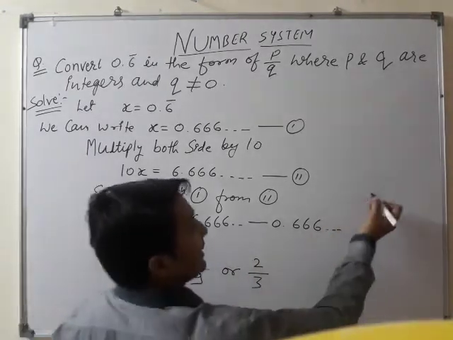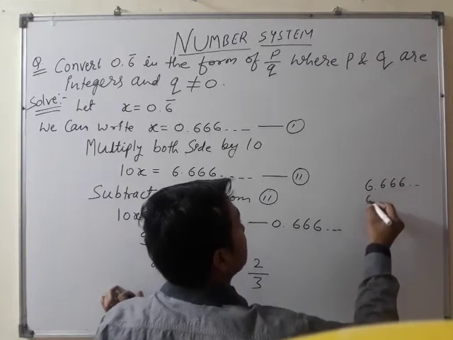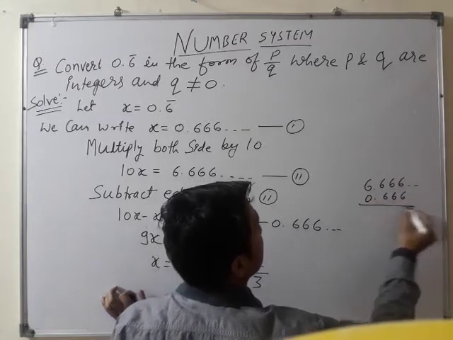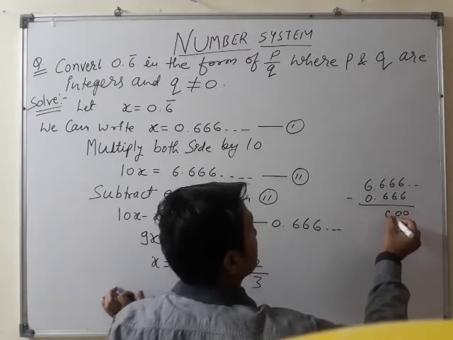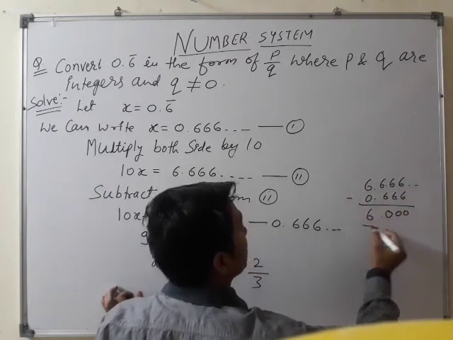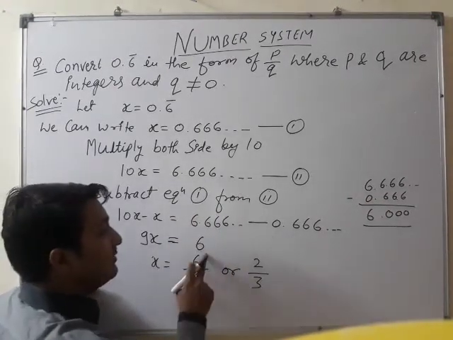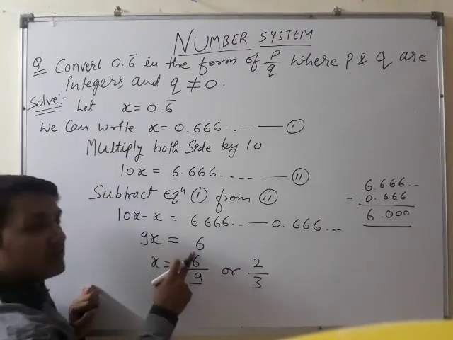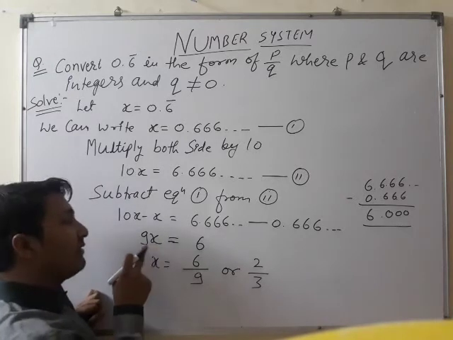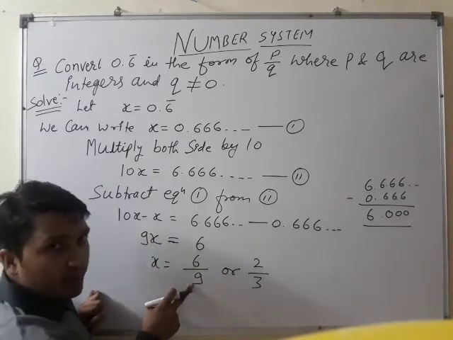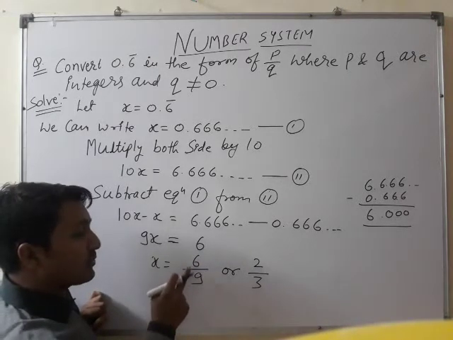How does it come? We can subtract in rough work: 6.666 minus 0.666. 6 minus 6 is 0, again 6 minus 6 is 0, 6 minus 6 is 0, now 6 minus 0 is 6. So it will come 6 only. So this side gives 6, and 9x is equal to 6. Now this 9 is in multiplication with x, so we will shift this 9 to the denominator. So the question will be converted into 6 upon 9.